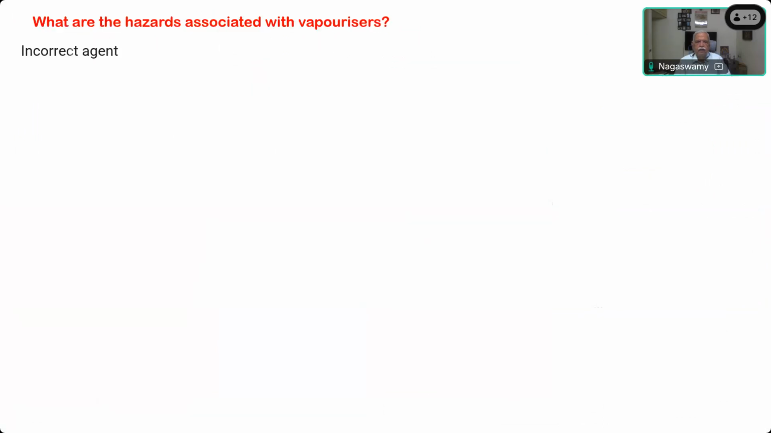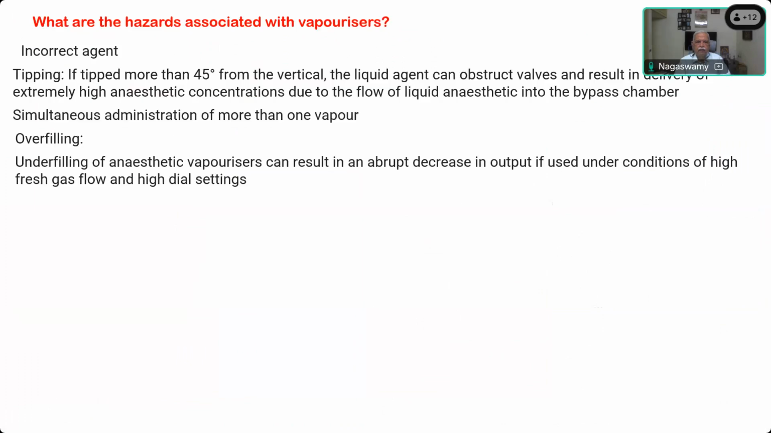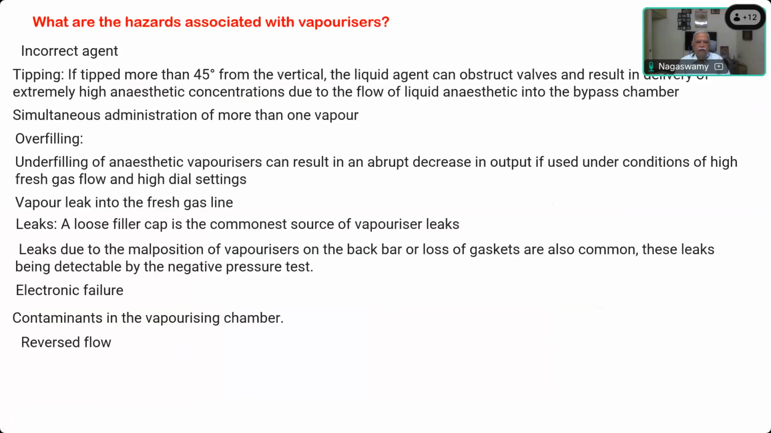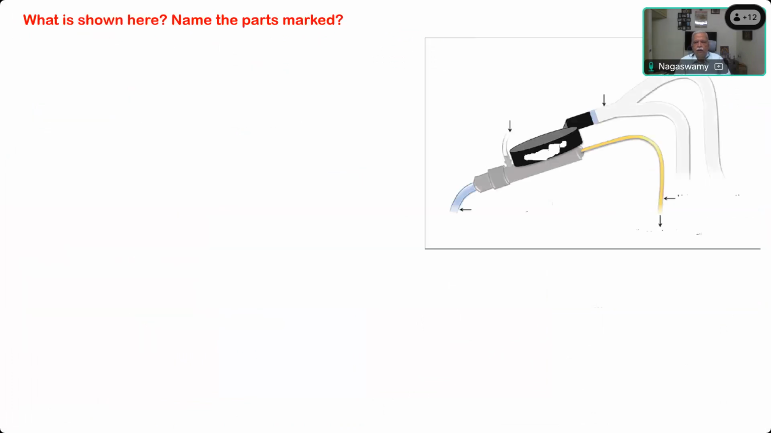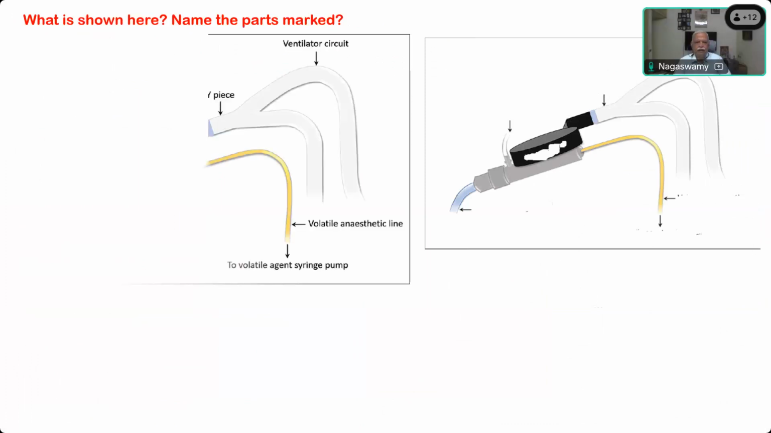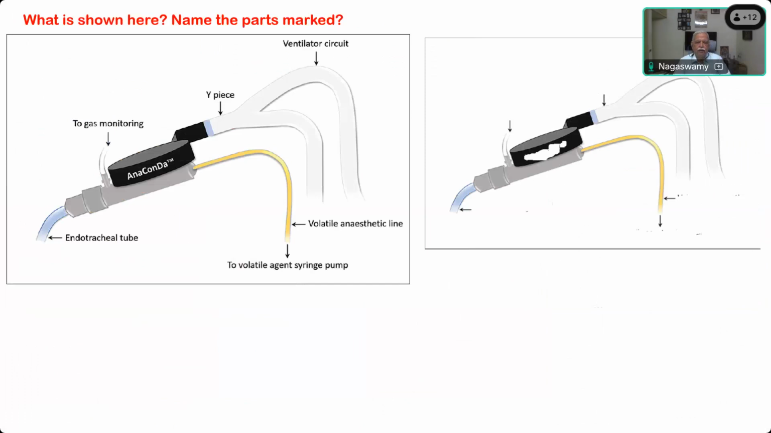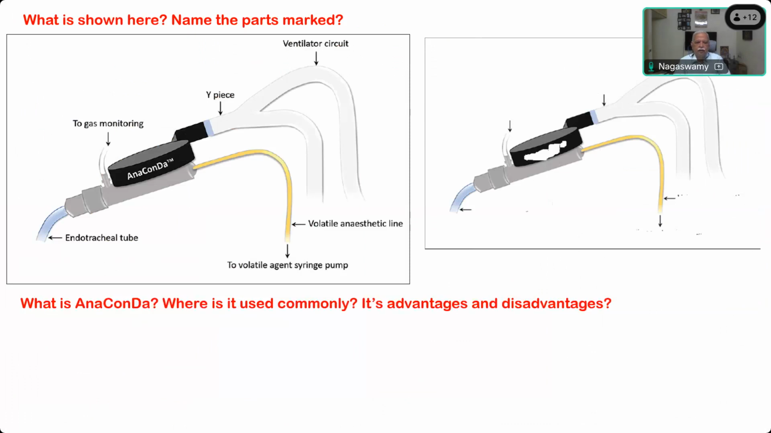The hazards associated, we have seen: overfilling, leak, electronic failure, reverse flow. And what is this? Any idea? Anaconda system. Excellent. This is an Anaconda vaporizer. This also comes under vaporizers because it uses sevoflurane to sedate mechanically ventilated patients in the ICU. So this is what Anaconda is, where it is commonly used, and its advantages and disadvantages.